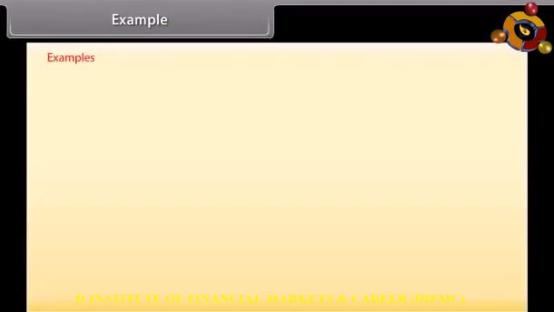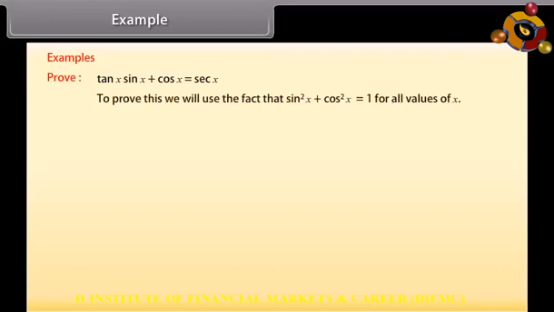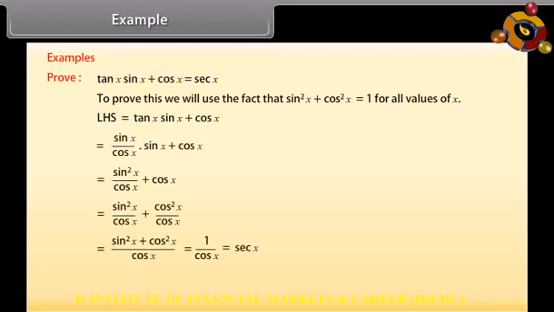Example 1. Let's now solve some examples related to trigonometric identities. Prove that tan x sin x plus cos x is equal to sec x. To prove this, we will use the fact that sin square x plus cos square x is equal to 1 for all values of x. On solving the left-hand side, which is tan x sin x plus cos x, we get sec x, which is equal to RHS. Hence, tan x sin x plus cos x is equal to sec x.